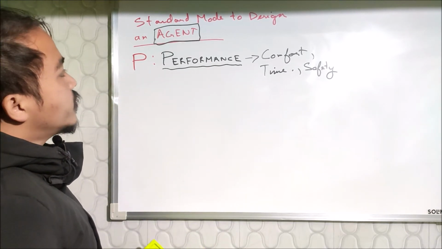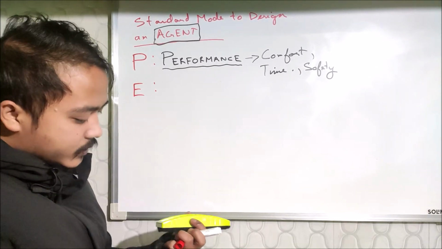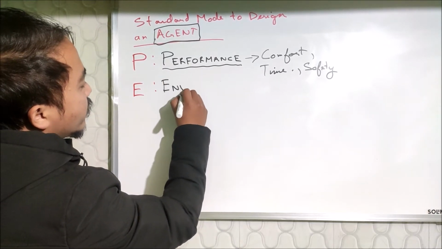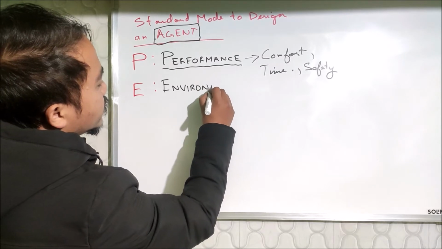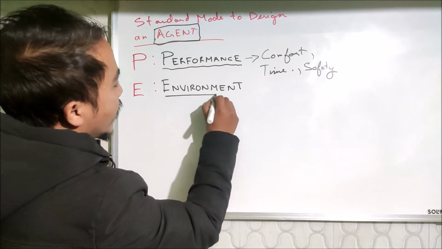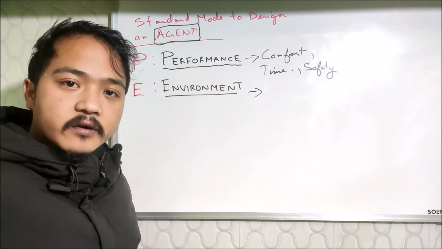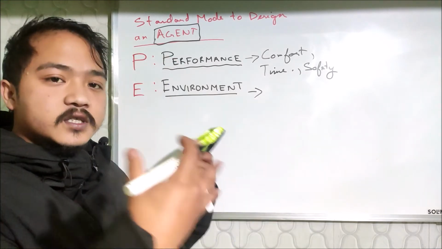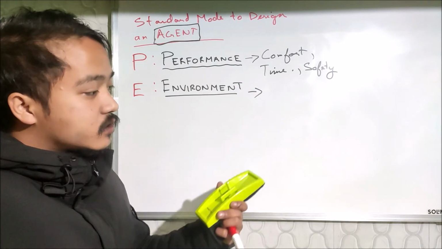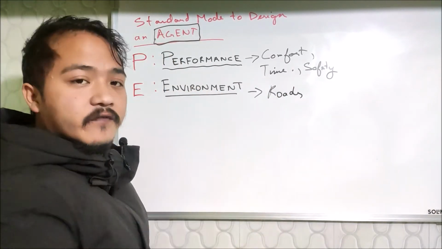The second one is E, and E means the environment. The environment means our surrounding. Let's take the example of this driverless car. In the self-driving car, this surrounding part constitutes the roads. That is the environment you have.